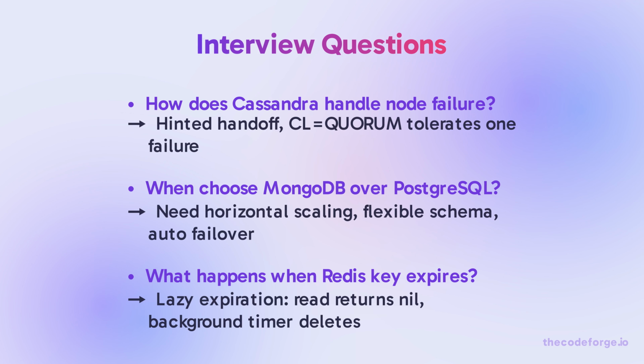Let's run through some common interview questions. How does Cassandra handle node failure? Hinted handoff, CL equals quorum tolerates one failure. When to choose MongoDB over PostgreSQL? Need horizontal scaling, flexible schema, auto failover. What happens when a Redis key expires? Lazy expiration, Redis returns nil, background timer deletes.